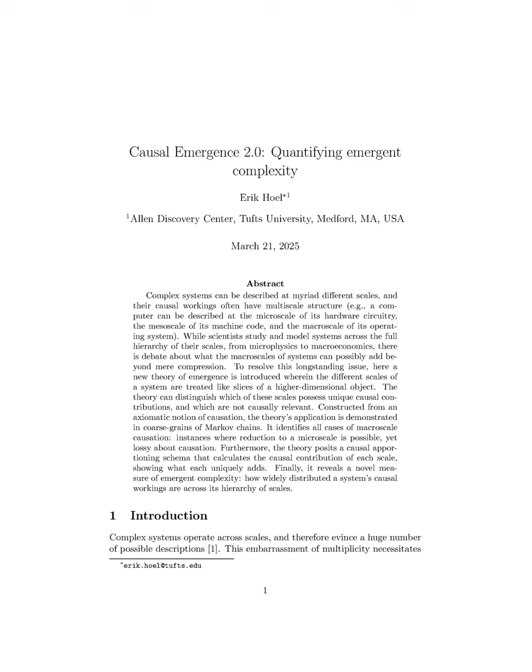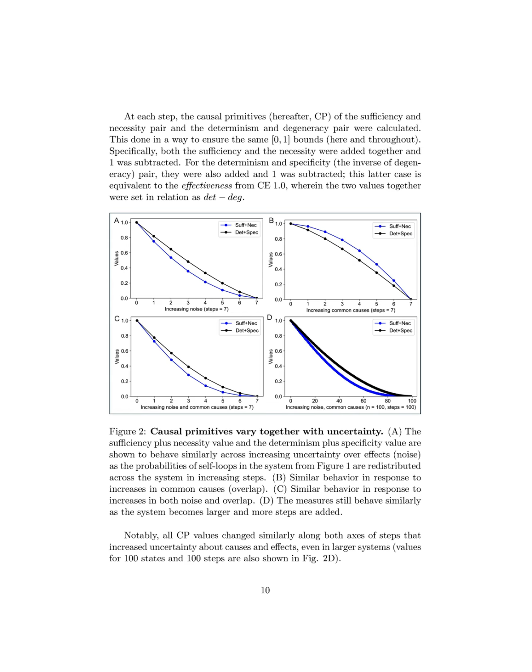Next, CE 2.0 quantifies macroscale causation by measuring the gains in CP along the defined micro-macro path, where each scale's contribution is evaluated to determine the total causal emergence. Finally, the emergent complexity is calculated based on the distribution of these causal contributions, allowing for a comprehensive understanding of how causation is spread across multiple scales, thus providing a robust framework for analyzing complex systems.